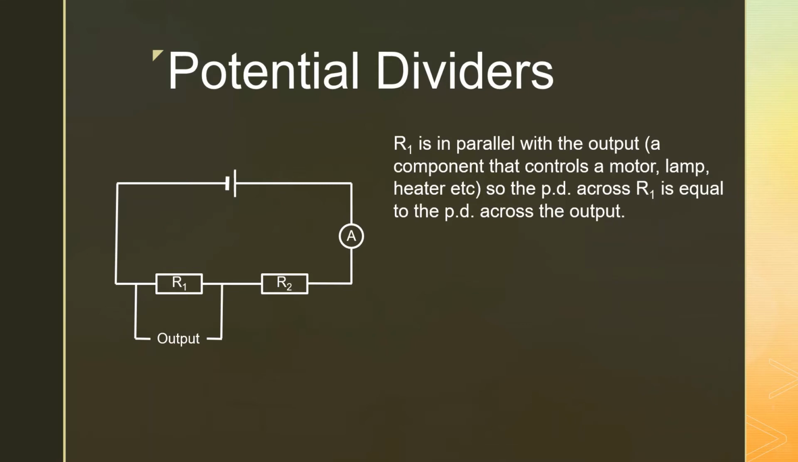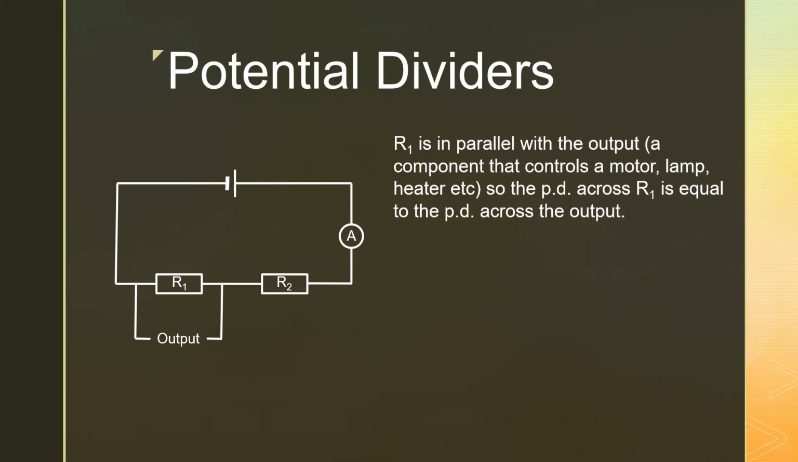So I've got down here that R1 is in parallel with the output. Now that output is going to be some kind of component that controls a motor or a lamp or a heater. But the PD across R1 is equal to the PD across the output. So whatever the potential difference of the voltage across R1 is equal to the voltage across the output. Okay, that's the first thing we really need to understand.